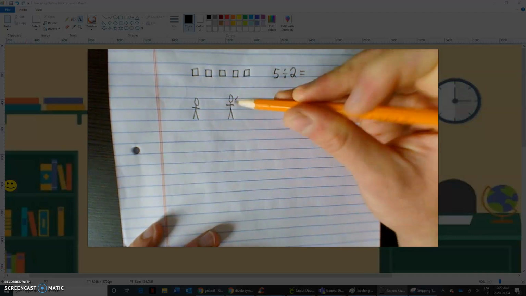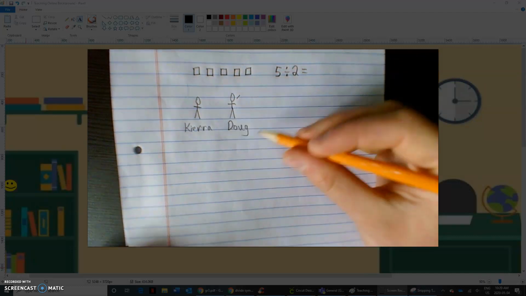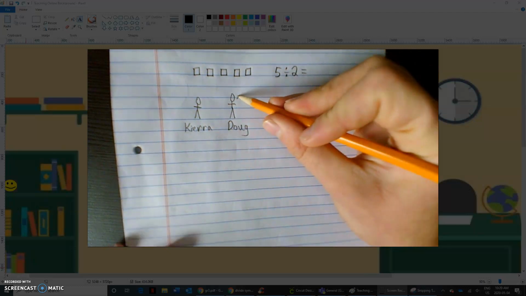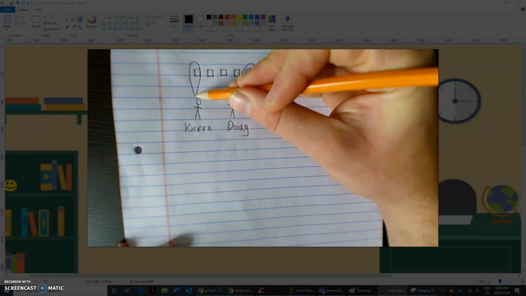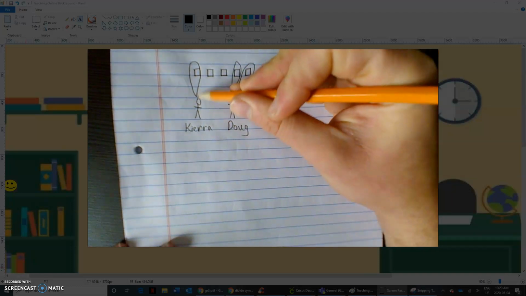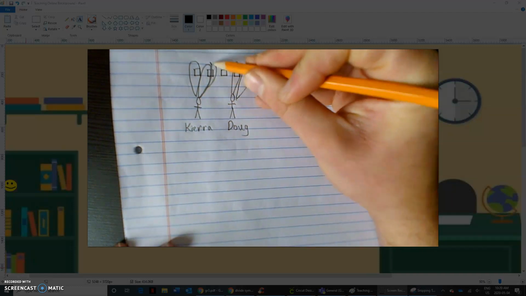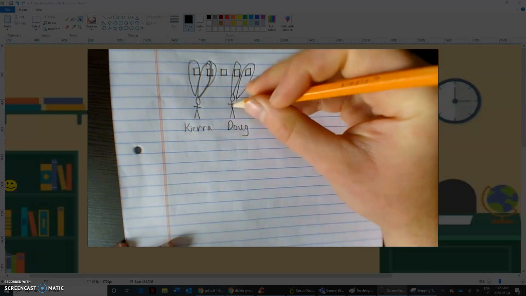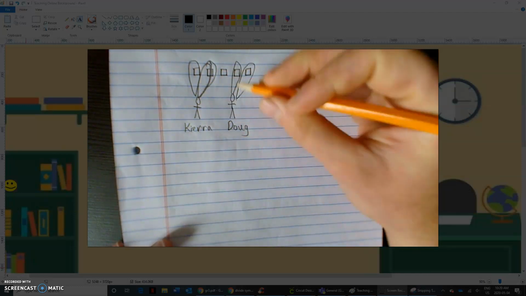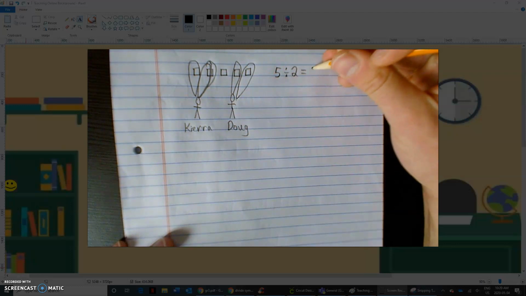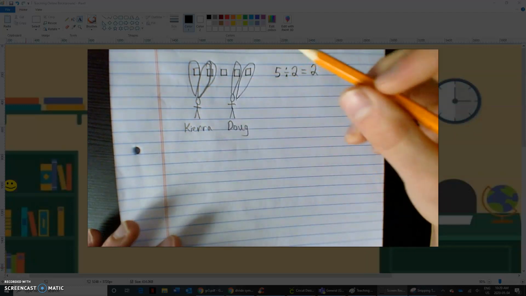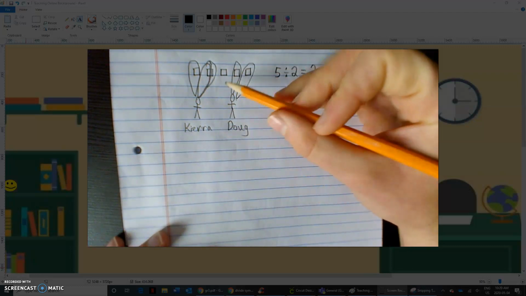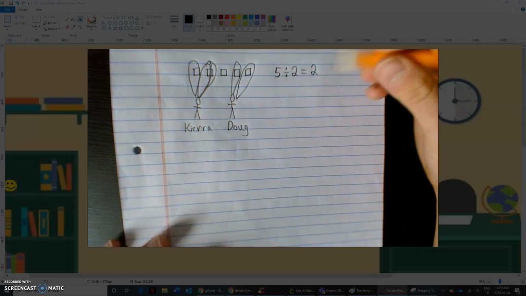So let's say this is Doug and this is Kiera. Doug goes, he takes a present, then Kiera is going to go and take a present. Doug will take 2, Kiera will take 2. Now, they each evenly have shared 2 presents. So 5 divided by 2 equals 2, because they each have to have the equal amount to be fair. So there's a present here.